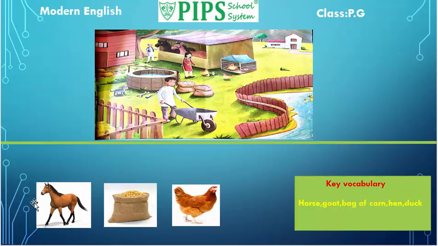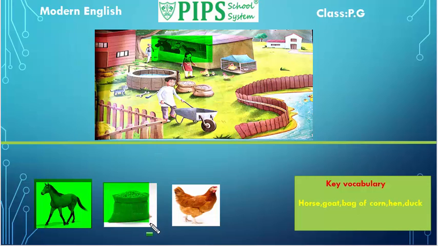The first animal is a horse. What is this? This is a horse. Let us find this animal in this farm. These are horses. The next picture is a bag of corn. Let us find this bag in this farm. These are 2 bags of corn. The last picture is a hen. Let us find this picture in this farm. These are hens.